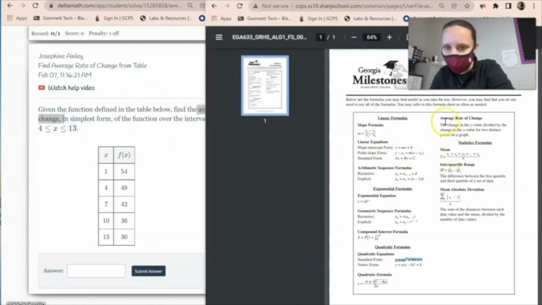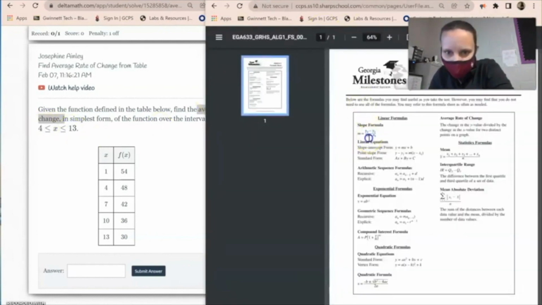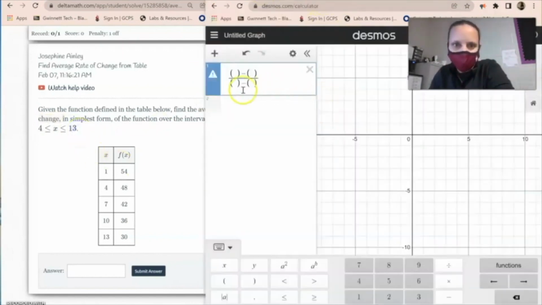So if you go look right here, average rate of change, it says the change in the y divided by the change in the x. And if you look to the left, they give you the values. So you can see x on the bottom, y on the top. So x on the bottom, and it looks like it's x2 first, so the second one. So the second one is 13. So 13, and then the first one, which is 4.